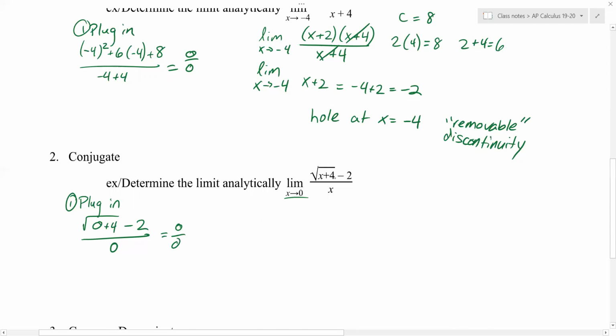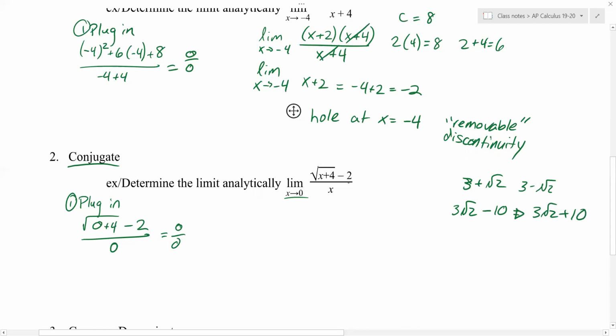When we have square roots, we want to use the conjugate. The conjugate is you take whatever is not in the square root, the sign that separates them, and you change that sign. So the conjugate, let's say, of 3 plus square root of 2 would be 3 minus square root of 2. The conjugate of 3 square root of 2 minus 10 would be 3 square root of 2 plus 10.